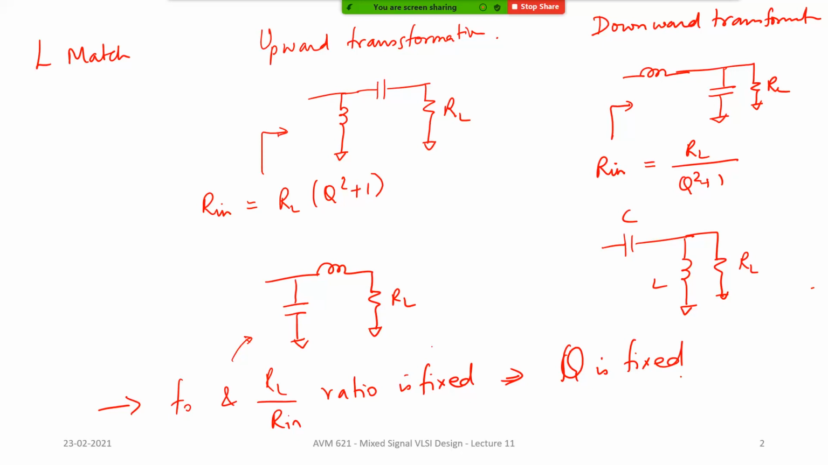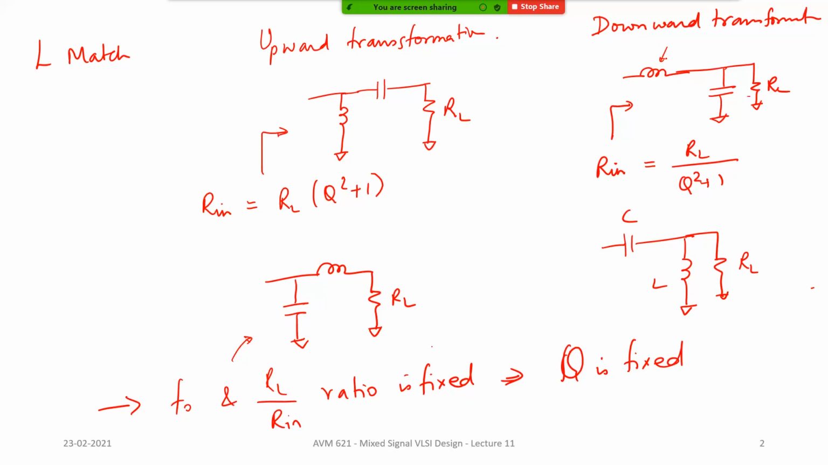And of course, the advantage of L match is that it's a very simple network, and it is very easy to design. And the way in which we looked at how you design these things, I'll also give you some practice problems which you can use. The job of the other element is basically, for example, in this case, if this is going to up convert, the job of this inductor is just to make sure that the reactive part is cancelled out.